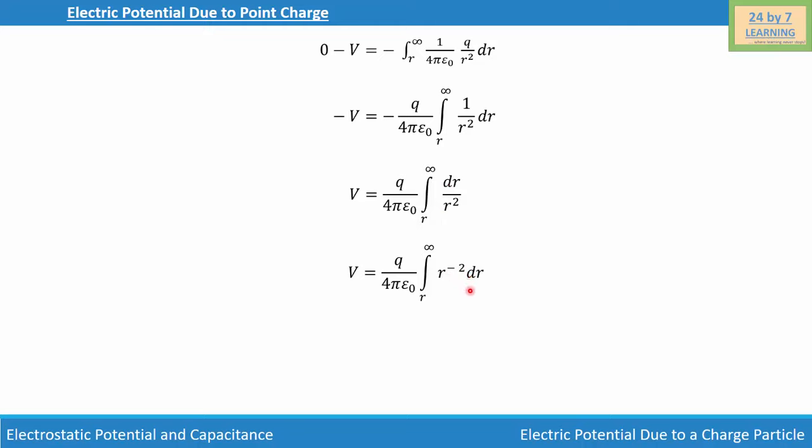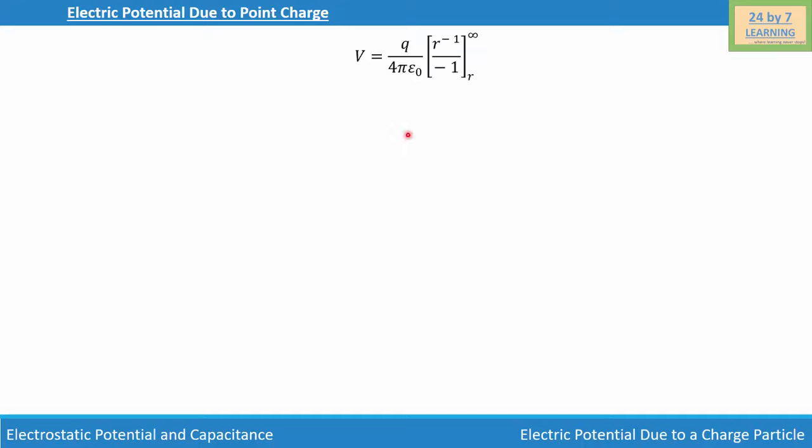Now let's integrate, and if we do that, we will write V is equal to Q over 4 pi epsilon 0 r to the power negative 2 plus 1 over negative 2 plus 1, and a lower limit is r and our upper limit is infinity. If we simplify, we will get V is equal to Q over 4 pi epsilon 0 r to the power negative 1 over negative 1, lower limit is r and upper limit is infinity.